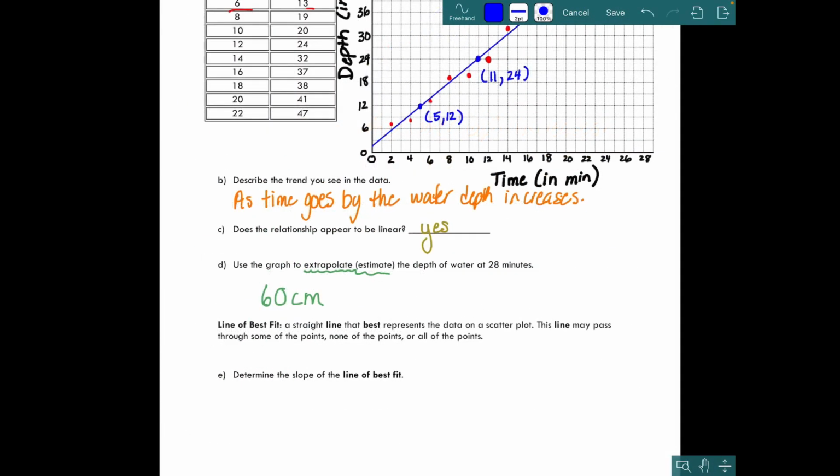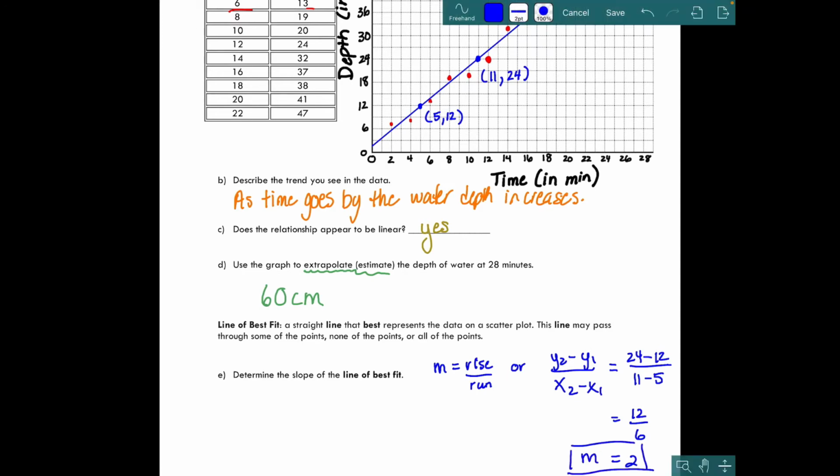So when we go to find the slope, slope equals rise over run, so we could just count the rise over the run, or we could take y2 minus y1 over x2 minus x1. If we do that, 24 minus 12 over 11 minus 5, that'll give us 12 over 6, which is 2. So our slope, m, equals 2. So what that tells us is we are going up 2 centimeters per minute.